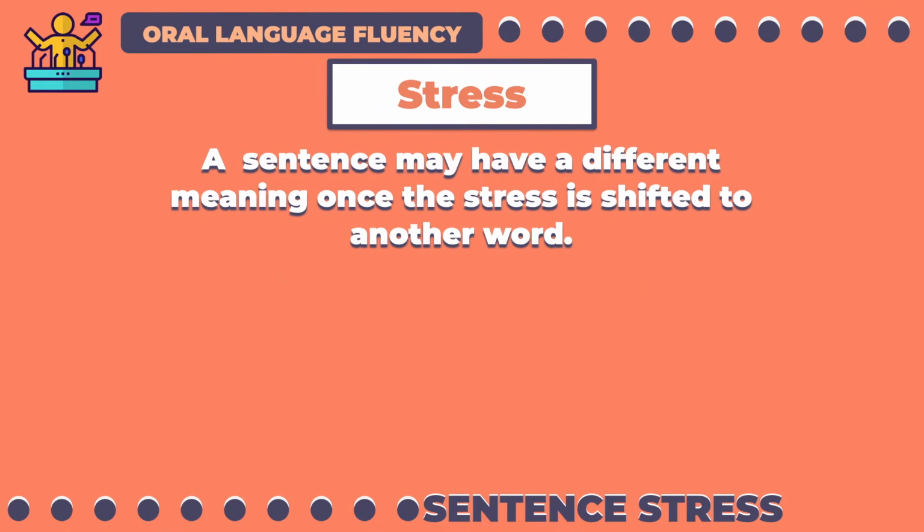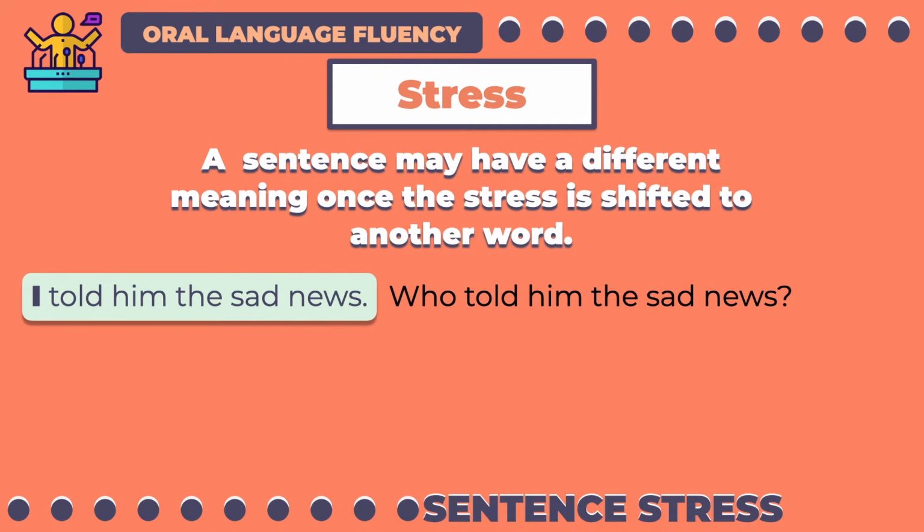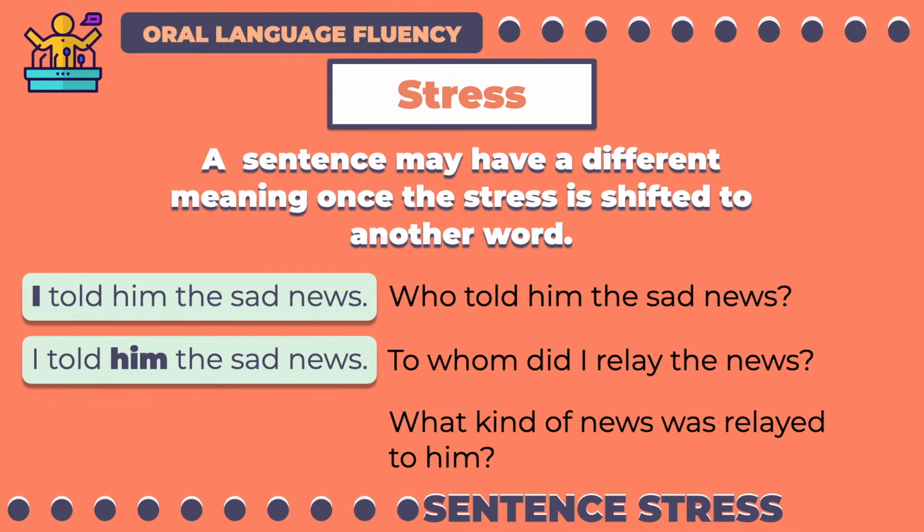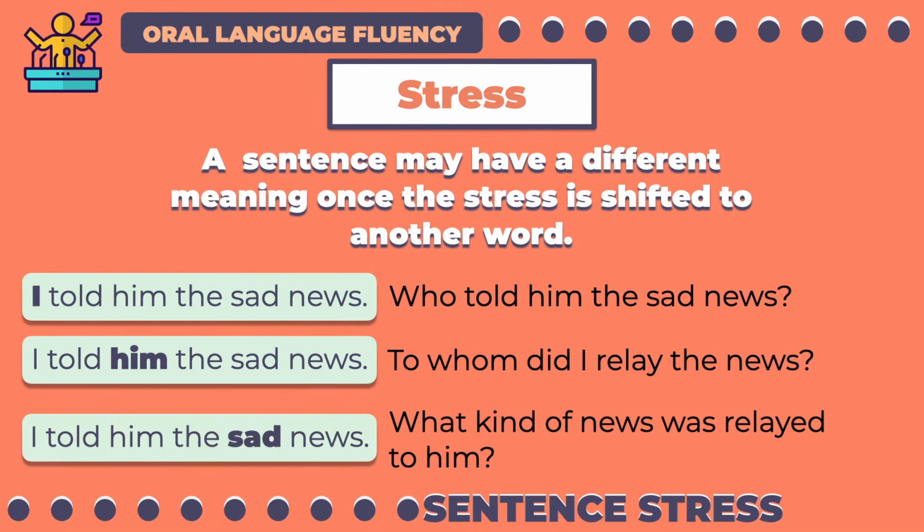Another example of changes in meaning through emphasis on different words in a sentence. This time, let's try to answer the given questions using the same sentence. Who told him the sad news? I told him the sad news. The emphasis is on the pronoun I. To whom did I relay the news? I told him the sad news. The emphasis is on him, the receiver of the news. What kind of news was relayed to him? I told him the sad news. The emphasis is on the adjective sad, declaring the kind of news.